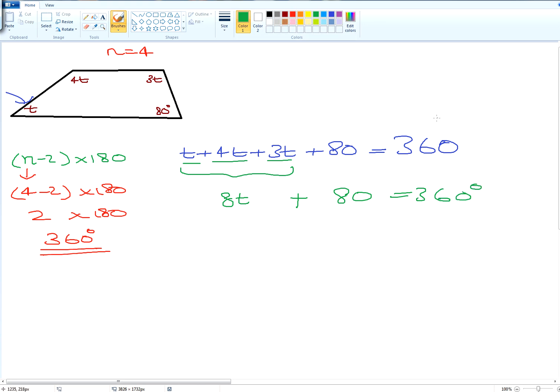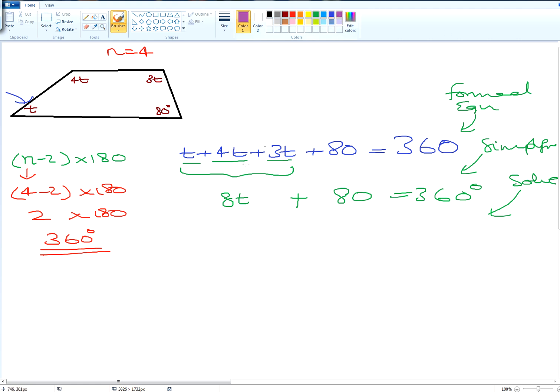8T add the 80 will give us a total of 360. So what we've done here: in the first line, we formed an equation, and as we go to the second line, we have simplified it. Now we're going to solve it, using the algebra skills we learned from the previous lesson in a polygon question.